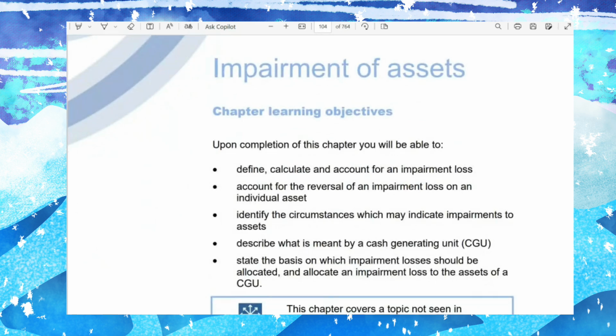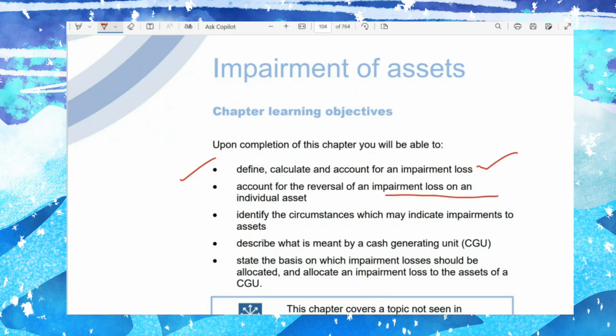Under this chapter we will see how to define, calculate and account for impairment losses, how they are treated in our books of accounts, and how to account for the reversal of impairment losses for an individual asset. We will also identify the circumstances which may indicate impairment of assets, in more detail.